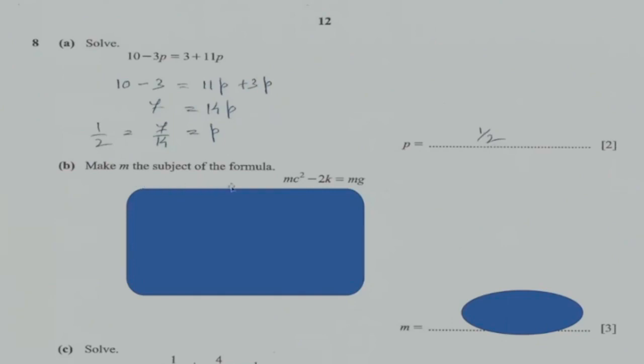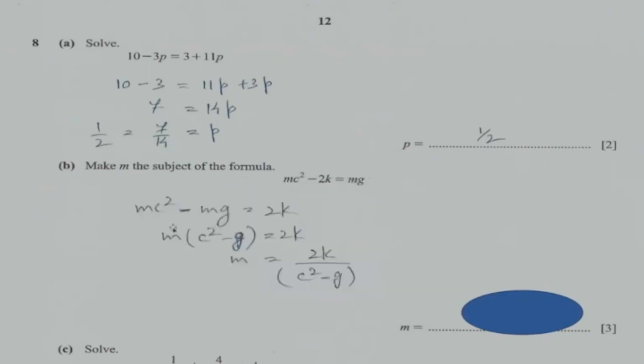Make m the subject of the formula. Here 2k we can take this side, then mg comes this side. So mc squared minus mg equals 2k. M is common, then m times c squared minus g equals 2k. Then m equals 2k over c squared minus g. Now m is the subject of this formula.